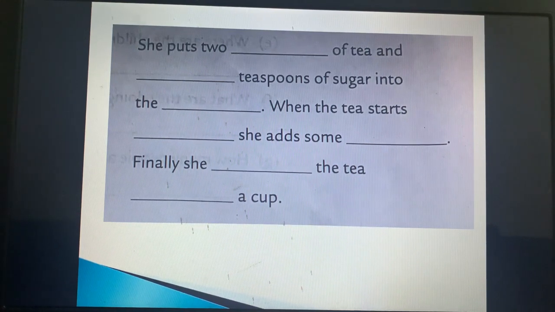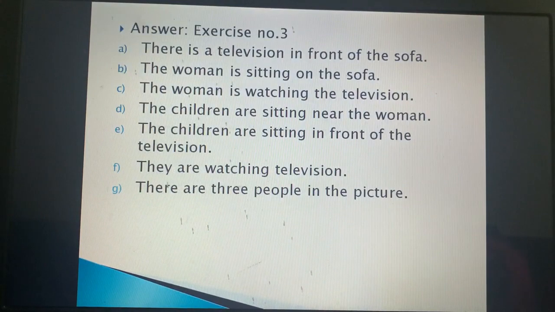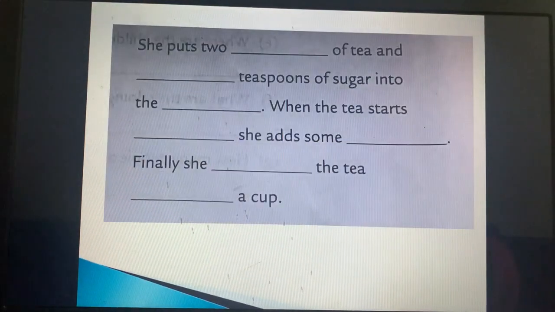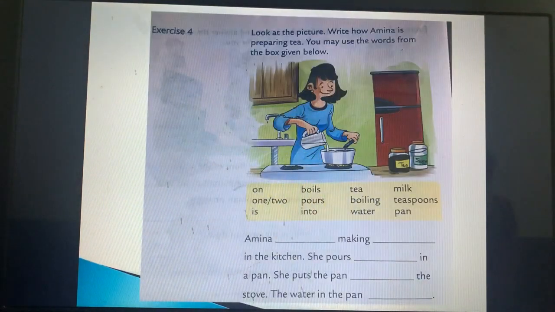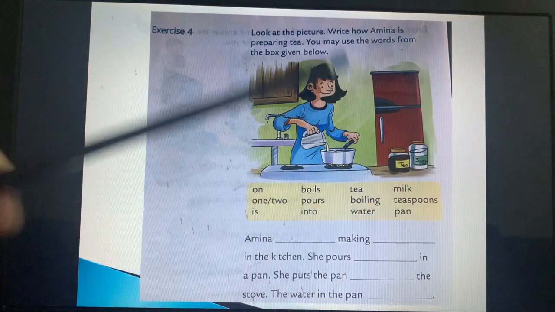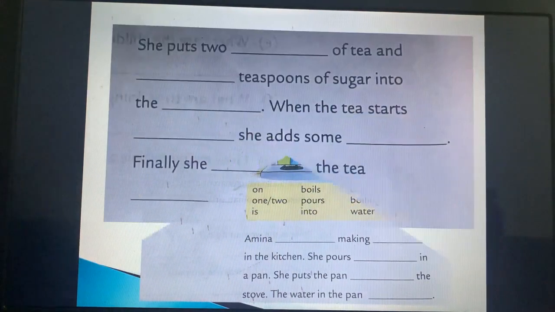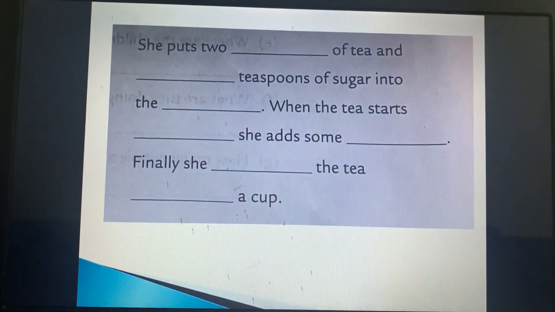When the tea starts boiling, she adds some dash. तो क्या डाल रही है उसके बाद वो? She adds some, let us see in the picture. When the tea starts boiling, she adds some milk. दूध डालती है उसमें. She adds some milk. Finally, she pours the tea. Pour means डालना. किसमें? Into a cup. Into a cup. Finally, she pours the tea into a cup.